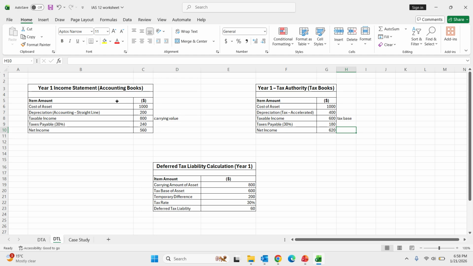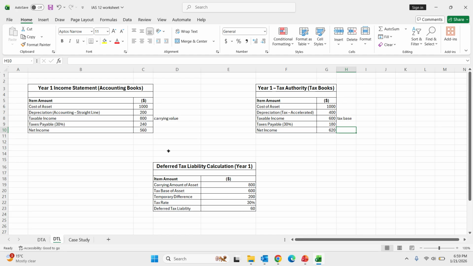You see, in accounting books, the cost of the asset is 100. For deferred tax liability, depreciation is the best example. Accounting uses straight line, which gives a carrying value of 800. But tax, according to tax law, uses the accelerated method, which gives a taxable income or tax base of 600.